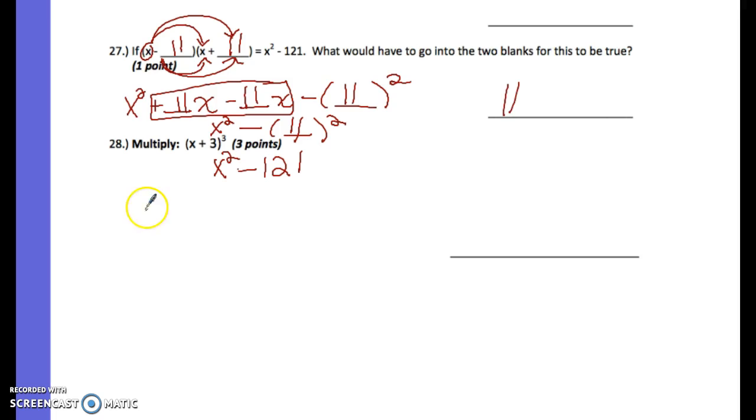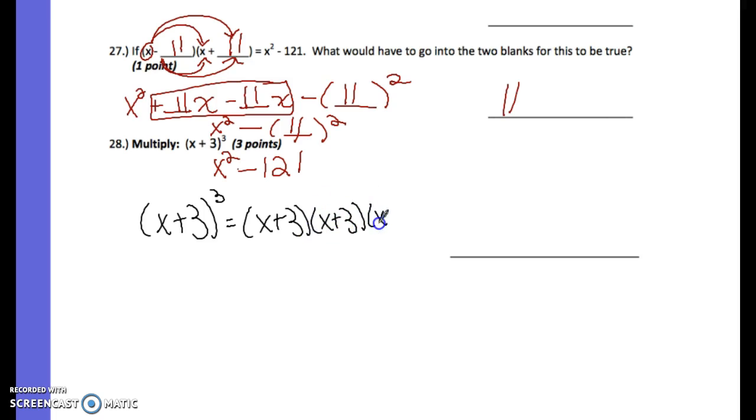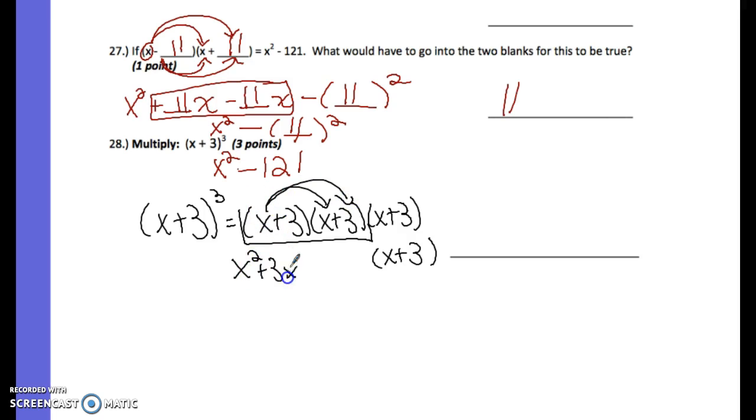Number 28, if you have x plus 3 quantity cubed, remember you have to write this 3 times. X plus 3 times x plus 3 times x plus 3. You have to write that binomial 3 times because it's cubed. You multiply it 3 times. So you multiply the first two binomials, you're going to get an answer, and then multiply it by your last binomial. So x times x is x squared. X times 3 is plus 3x. 3 times x is plus 3x. 3 times 3 is plus 9.